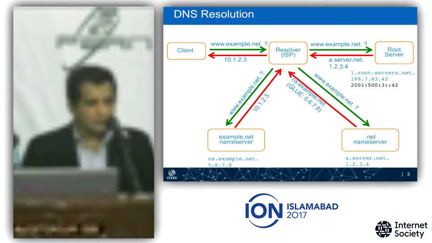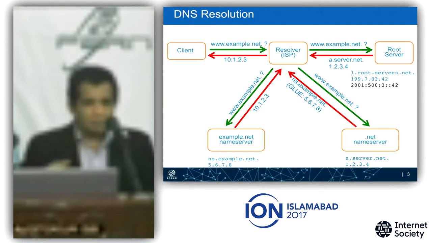So our resolver, the recursive server, would go and talk to any of these root servers, the optimal one, and then get an answer so that the recursive server can go to the next level, which in this case is .NET. Because after the root, the TLD level is .NET, since we are looking for www.example.net. So the query would go to the .NET name server. These types of name servers are called authoritative name servers.